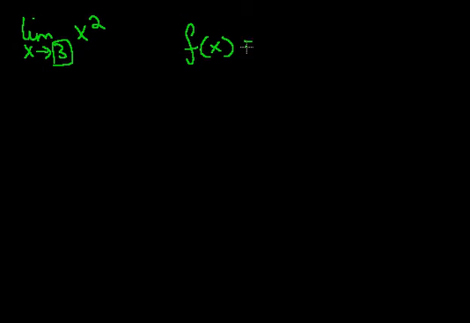Welcome back. Up till now, we've done limits that tended to a finite number. Like, we had a limit as x goes to 3 of x squared, and we basically had numbers. But supposing we had the function, let's say we had f of x equals 1 over x.